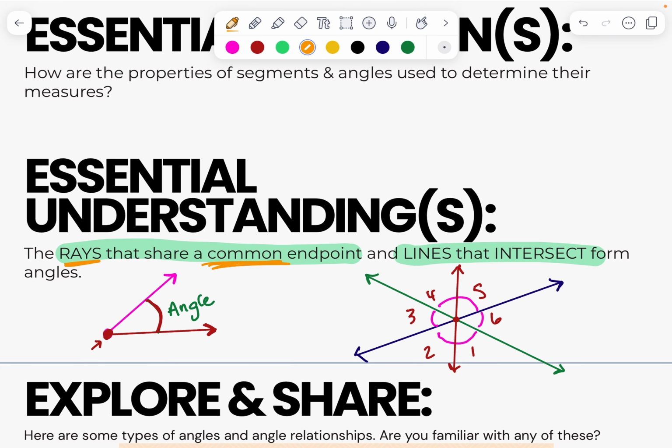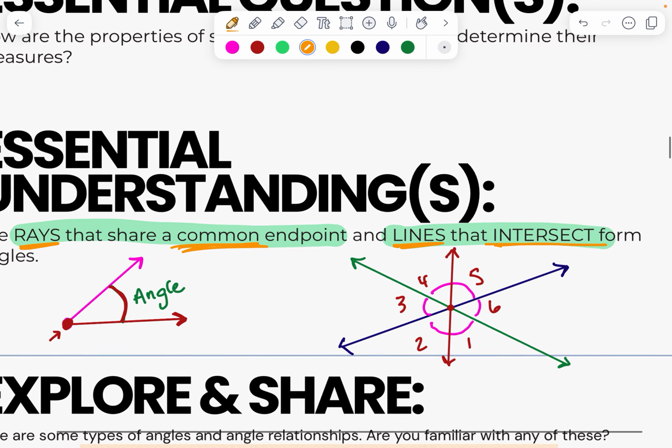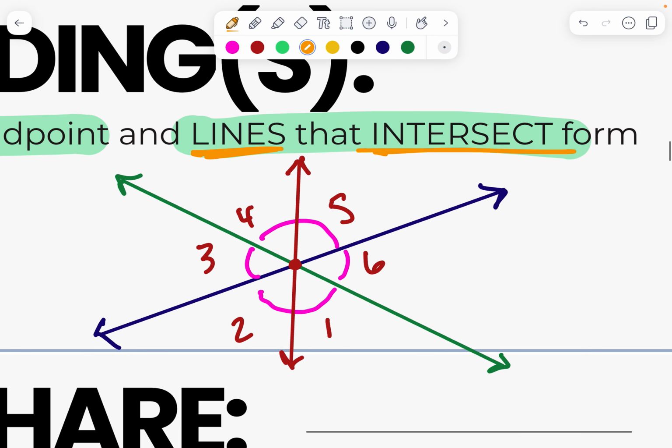Another place where angles are formed is at the intersection of lines, and so here I drew 3 lines. You could have more. Really, you could have infinite, like we've been using that word a lot. But you can see all these lines cross, they all intersect at this one point, and around that point there are now 1, 2, 3, 4, 5, 6 angles formed. So pretty much every time you add a line, you get 2 more angles.